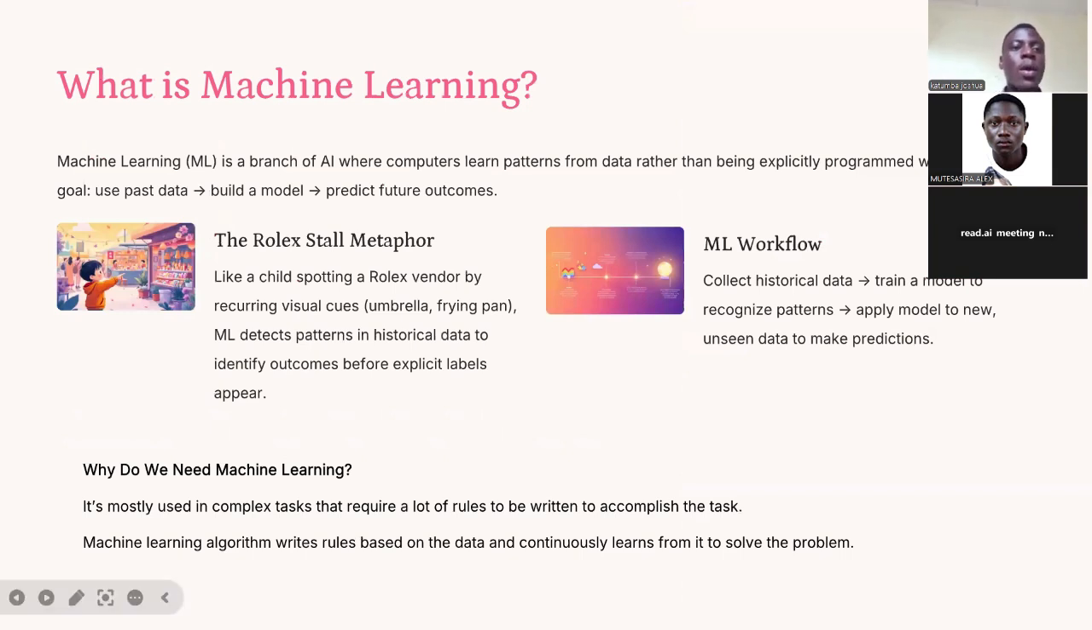So what is machine learning? Machine learning is a branch of artificial intelligence where computers learn patterns from data rather than being explicitly programmed. So here we get a bunch of data and we feed it to a computer, and then it starts discovering patterns on its own and executes instructions without me, the developer, having to be there.